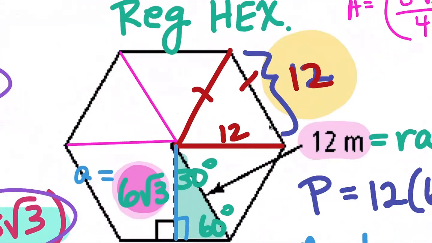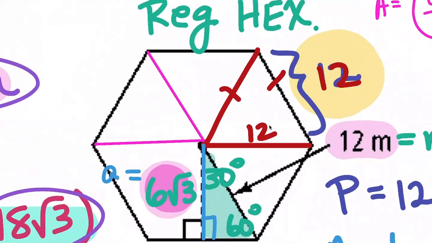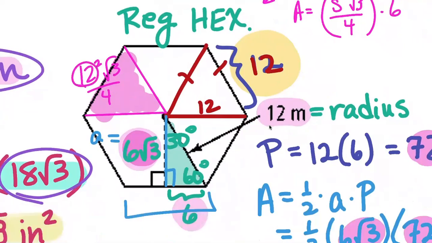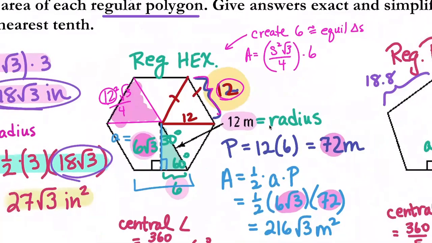So like on this one, we knew the side length was 12. We could just do 12 squared √3/4, figure out the area of one of those triangles, and then multiply by 6 because there's 6 triangles. So S here refers to the side length, this 12, and then you could plug it in that way. So that's just another option.